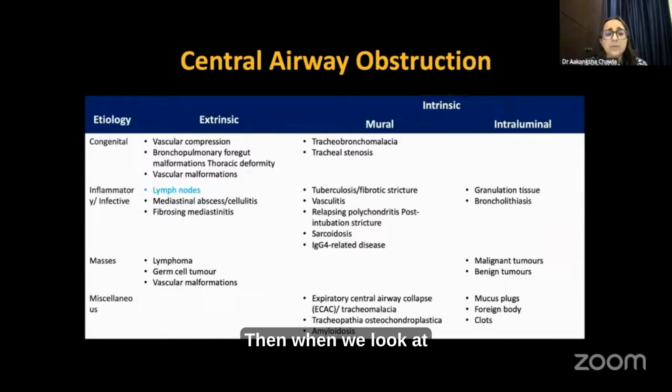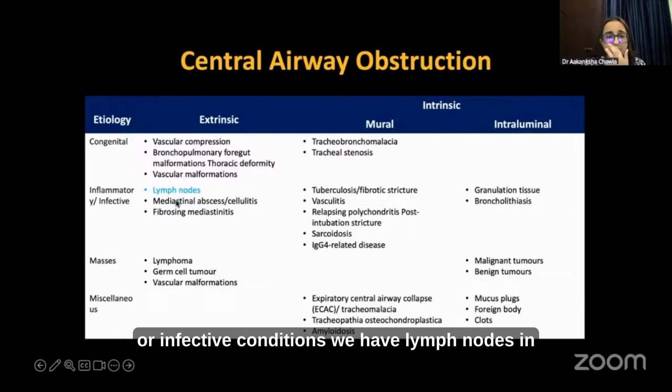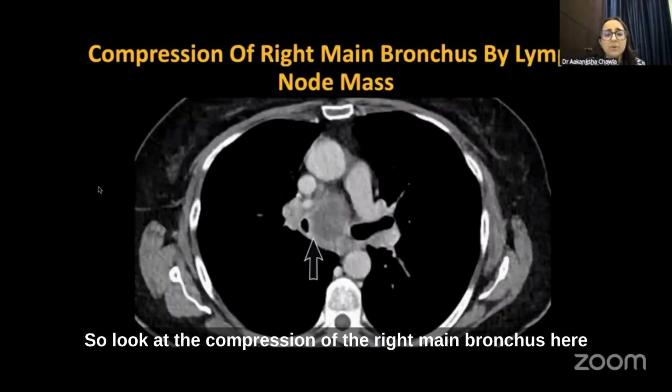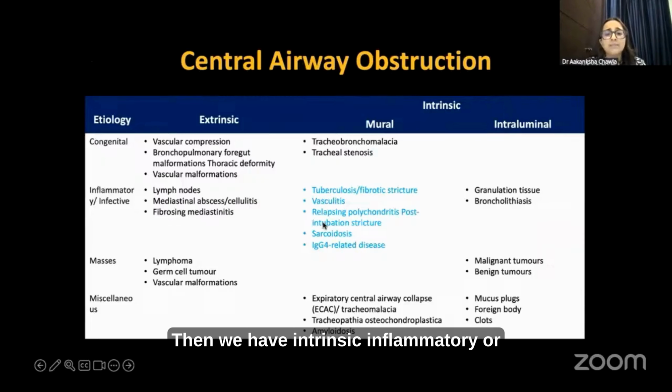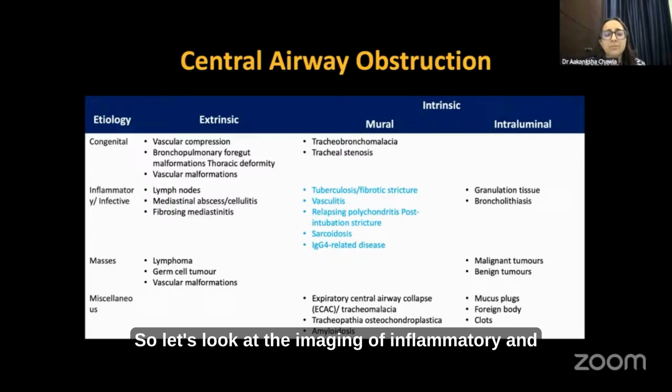Then, when we look at the inflammatory or infective conditions, we have lymph nodes in the central airways as well. Look at the compression of the right main bronchus here with the large lymph node mass over here. Then we have intrinsic inflammatory or infective conditions like tuberculosis, vasculitis, relapsing polychondritis or post-intubation strictures, sarcoid, IgG4 related diseases, broncholithiasis. So let's look at the imaging of inflammatory and infective conditions.